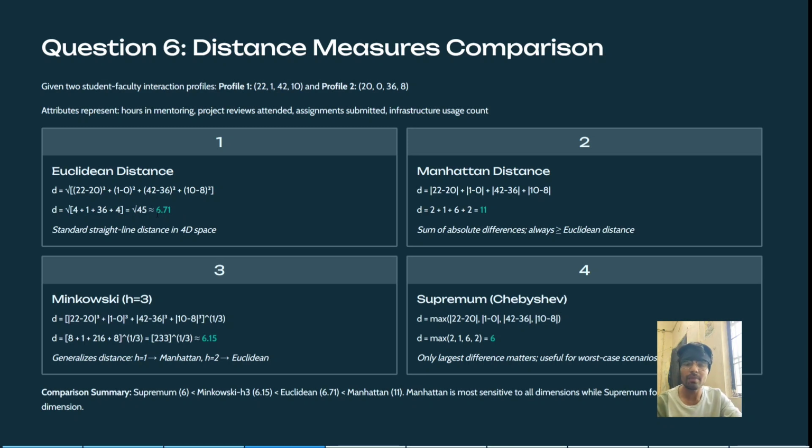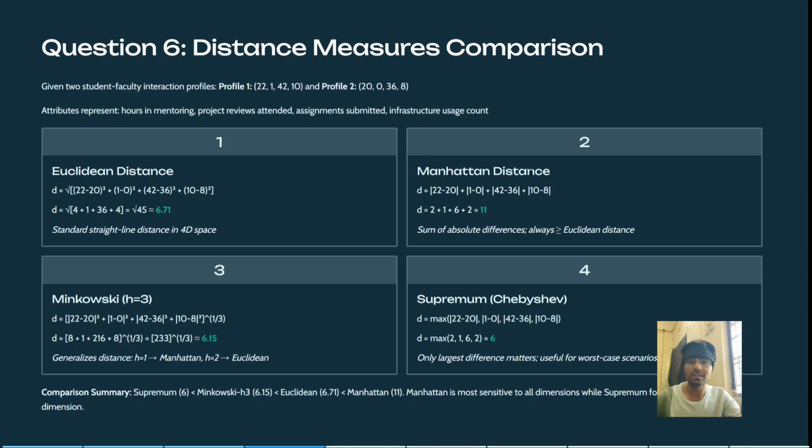So adding this up, 4 plus 1 plus 36 plus 4 equals 45. The square root of 45 is approximately 6.71. This is the standard geometric distance we are all familiar with.